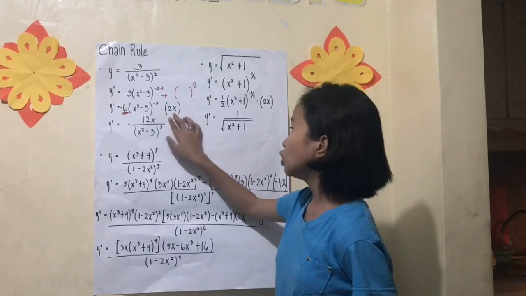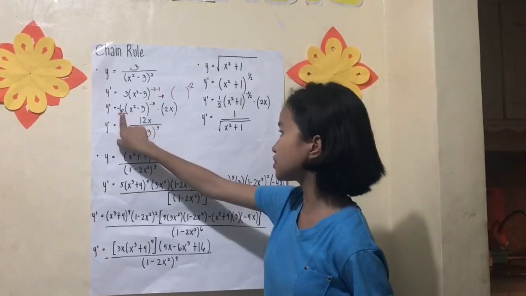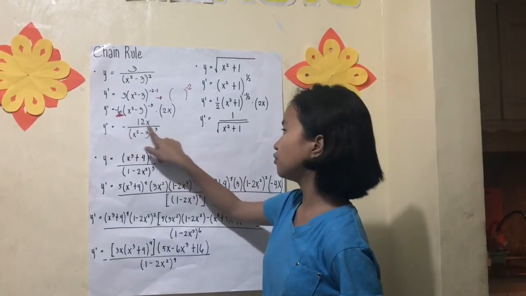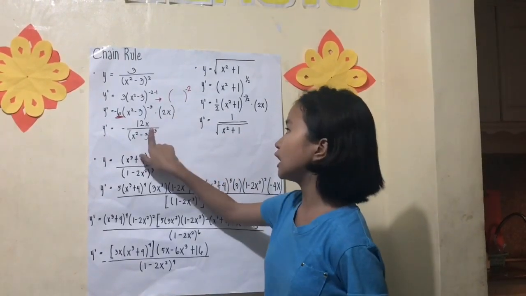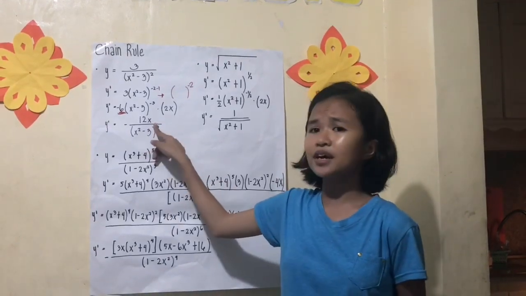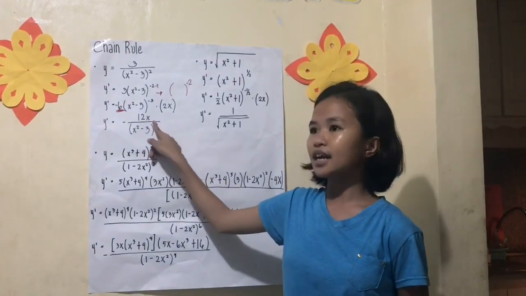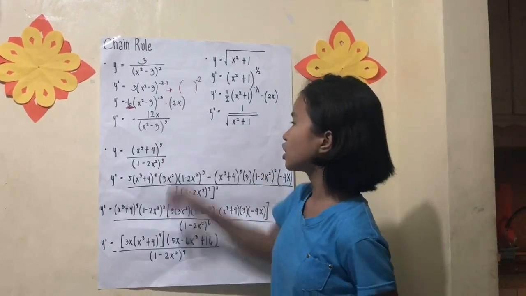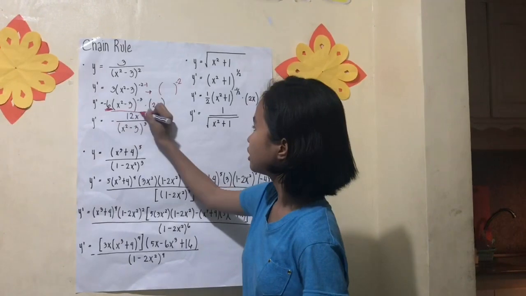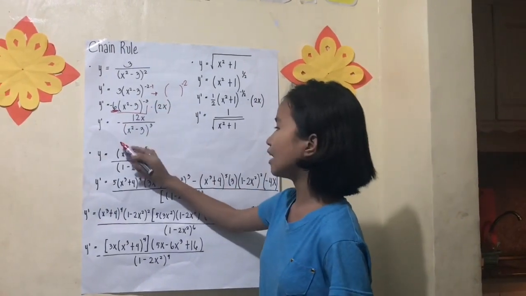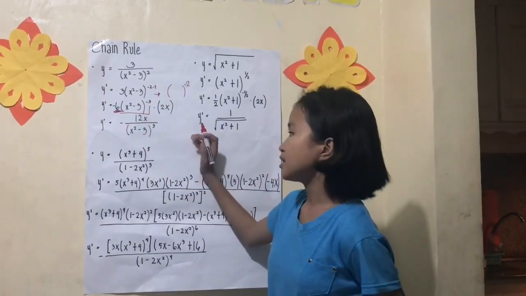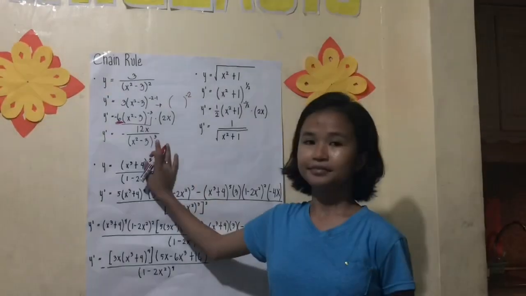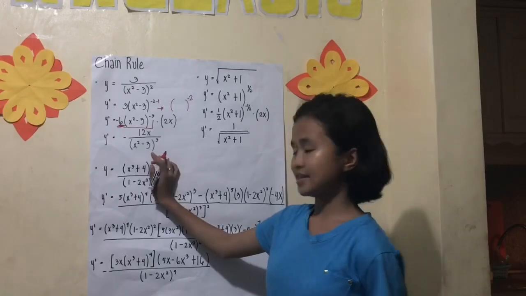So after that, we multiply negative 6 and 2x. So we have negative 12x. And after that, since we cannot have an answer that has a negative in the exponent, we put this term as our denominator. So we have negative 12x over the quantity of x squared minus 3 cubed. And that is our final answer.